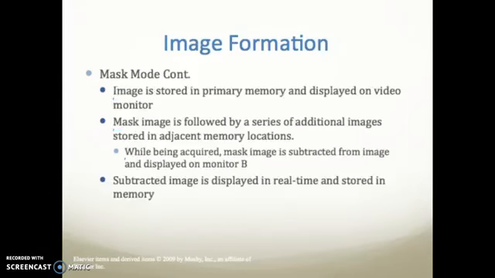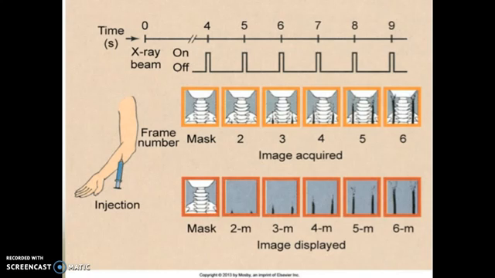This is the masked image. The image is now stored in the primary memory and is displayed on the video monitor. The masked image is followed by a series of additional images stored in adjacent memory locations. While being acquired, the masked image is subtracted from the image and displayed on the second monitor, monitor B. The subtracted image is displayed in real time and is stored in memory.